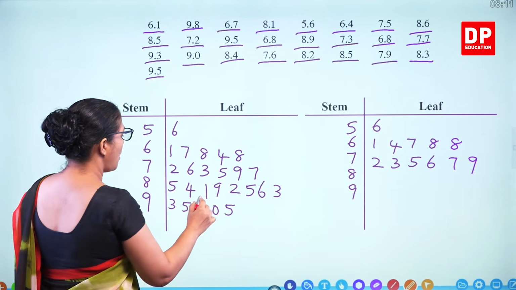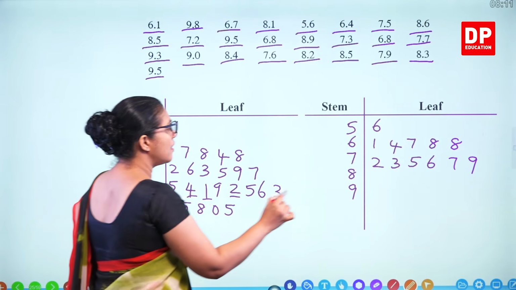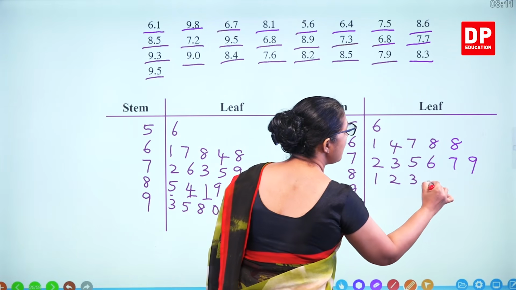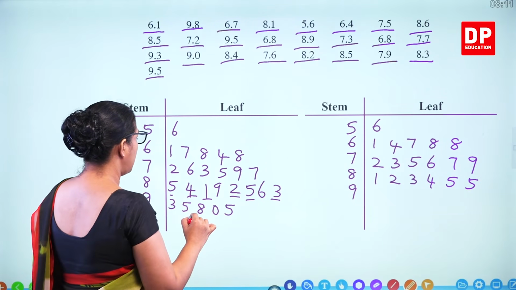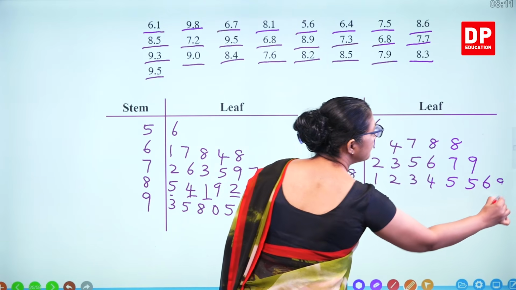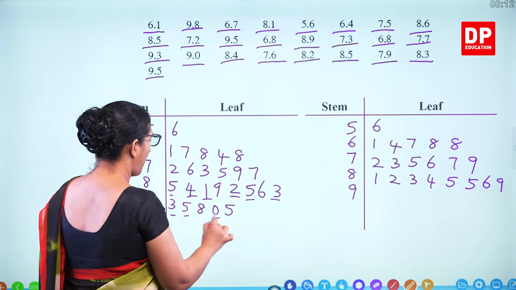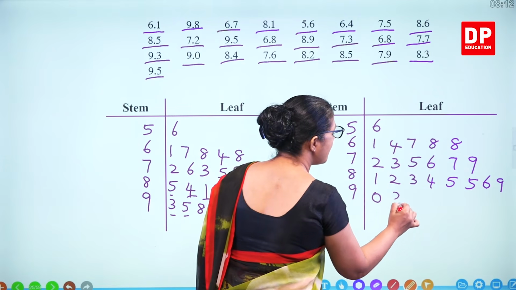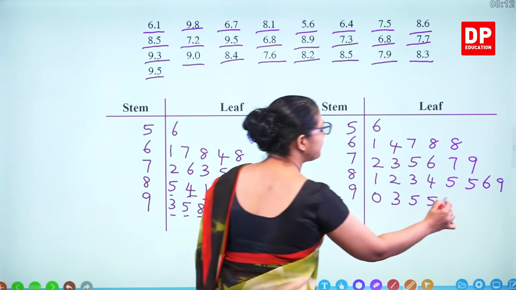This one 1, 2, 3, 4, 5. Another 5 and 6, 9. This one 0, 3, 5, 5 and 8.